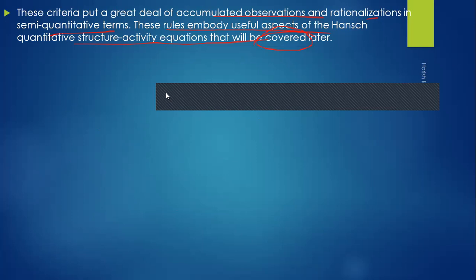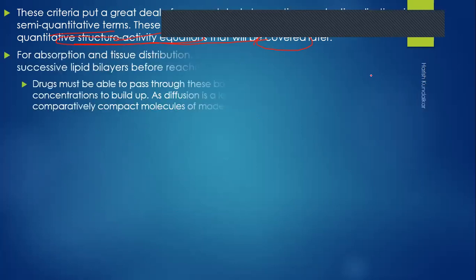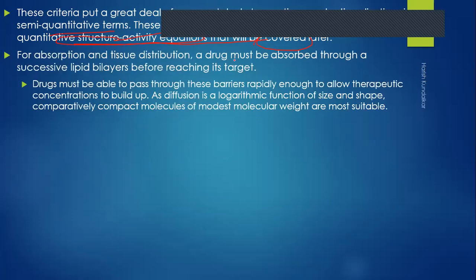Yeah, so I was talking about Lipinski's rule of five. That same idea was used by Hansch and his colleague, and what they found out was there are certain physicochemical properties which can be correlated to the activity, and that is how quantitative structure activity relationship, QSAR, studies came into the picture. So that we'll cover later. For absorption and tissue distribution, a drug must be absorbed through successive lipid bilayers before it reaches its target.